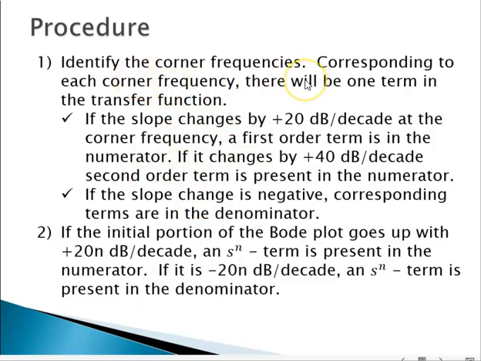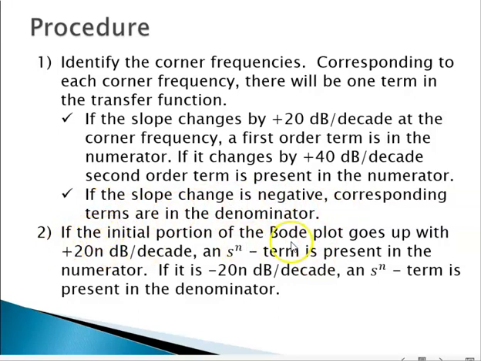Identify corner frequencies. Corresponding to each corner frequency, you'll have a term. For example, at the corner frequency, see what is the slope just before, and see what is the slope just after the corner frequency. If the slope changes by 20 dB per decade, you have a first order term. If it changes by 40 dB per decade, you have a second order term in the numerator. If the slope change is negative, the corresponding terms are in the denominator.